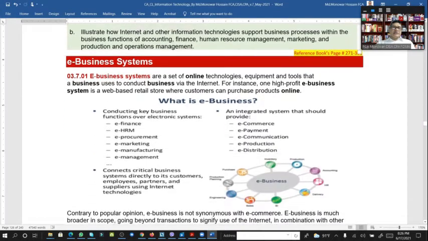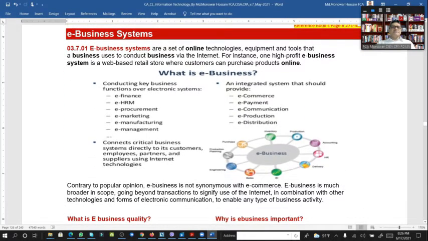If we see the e-business system, it is a set of online technologies, equipment and tools that a business uses to conduct business via the internet. For instance, a high-profile e-business system is a web-based retail store where customers can purchase products online. So we know what e-business is.